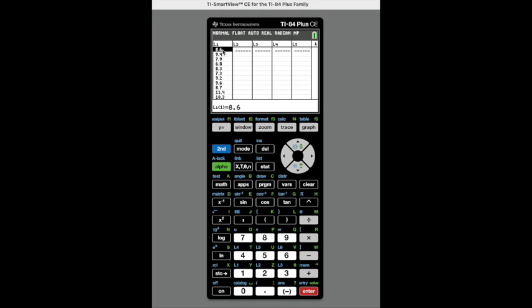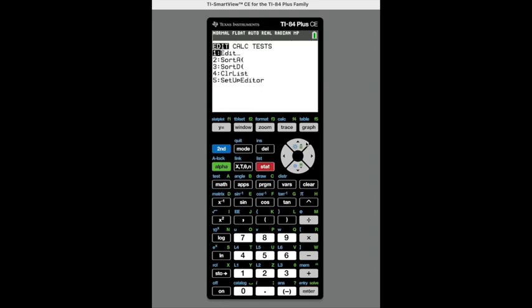Once you have your data in your list, make sure you know which list you put that data in. Then we're going to go to Stat again and over to Tests. And we're going to go down and tell the calculator for option 8 that we want to calculate a t-interval. Now this time, since we're going to use data, I'm going to scroll over and click on the data and make sure that's highlighted.